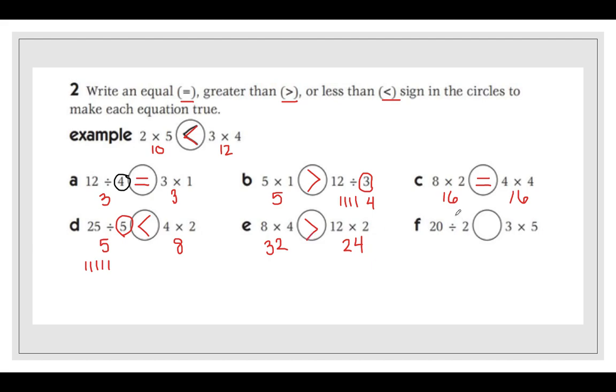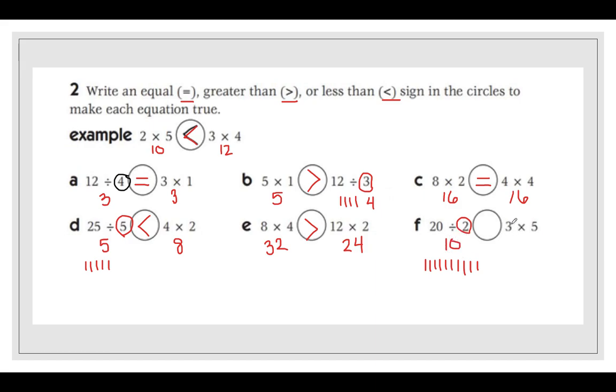All right, last one. Here's a division one. That's a tricky one. So which number is smaller, 20 or 2? 2. So I'm going to circle that, and I'm going to count by 2s until I get to 20. 2, 4, 6, 8, 10, 12, 14, 16, 18, 20. I'm going to count my tally marks. 1, 2, 3, 4, 5, 6, 7, 8, 9, 10. So 20 divided by 2 equals 10.